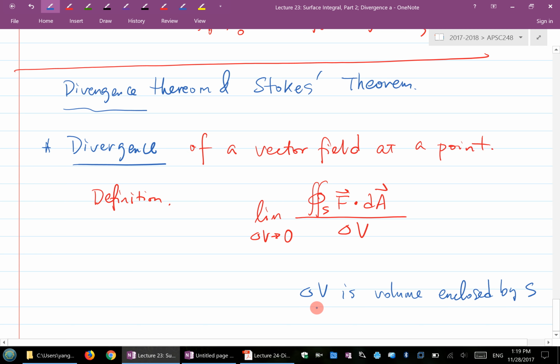Now you look at the fraction here. The top one: what's the physical meaning of this surface integral? What does it give us?